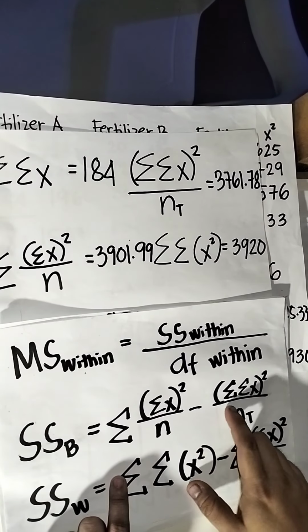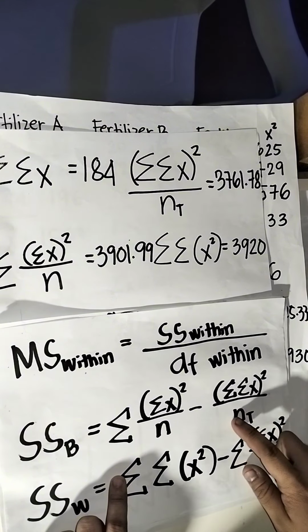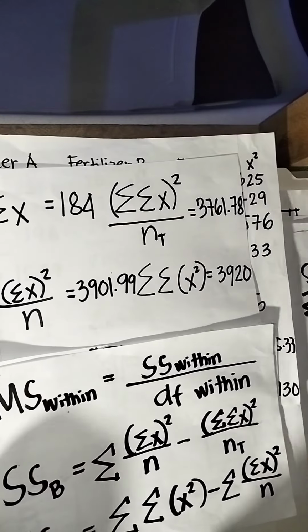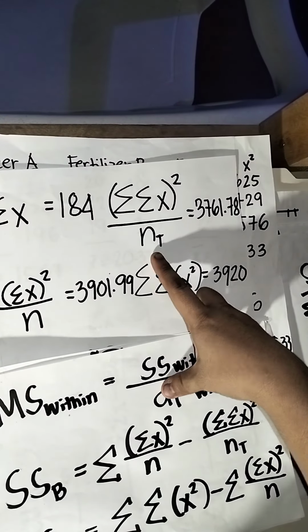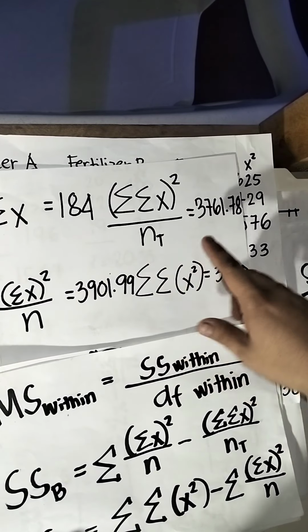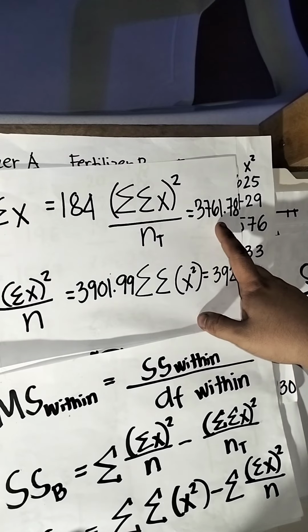Okay, minus the summation of x raised to the power of 2 divided by nt. So, where is this value? Did you not see it? Okay. Now, so we have here the summation of x raised to the power of 2 divided by nt. So, it is equal to 3,761.78.